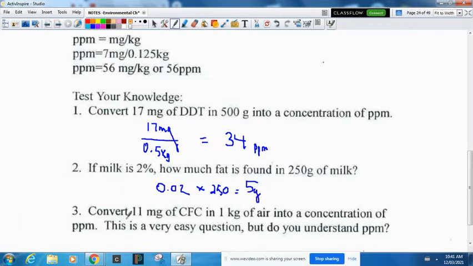This last question is kind of funny. Change 11 milligrams in 1 kilogram of air to ppm. It already is. Milligrams divided by kilograms, so it's 11 divided by 1, so that is 11 parts per million right off the start. You just have to change the unit to say parts per million.